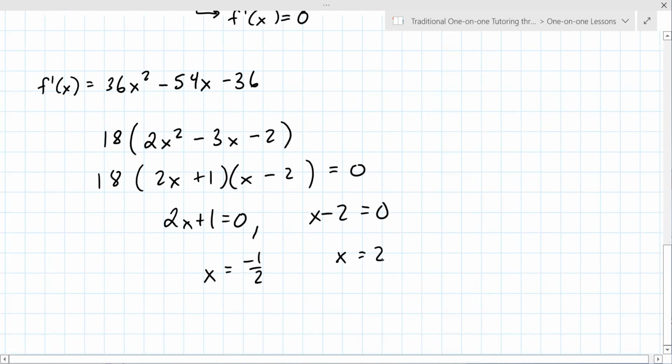So those are your critical points. And I think they want you to separate them in a list here. Yeah, so you would just write minus 1/2 comma 2.